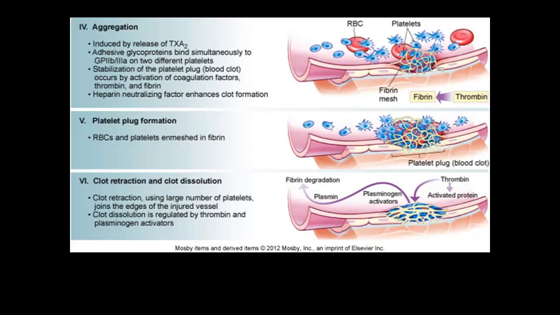Next we get the platelet plug formations. Now we have our red blood cells, our platelets, now they're all enmeshed in the fibrin, and we have a good clot here. So this is a clot that's going to keep the bleeding from occurring. Take a look at that mess inside that blood vessel. Okay, we've got a real mess going on inside that blood vessel.